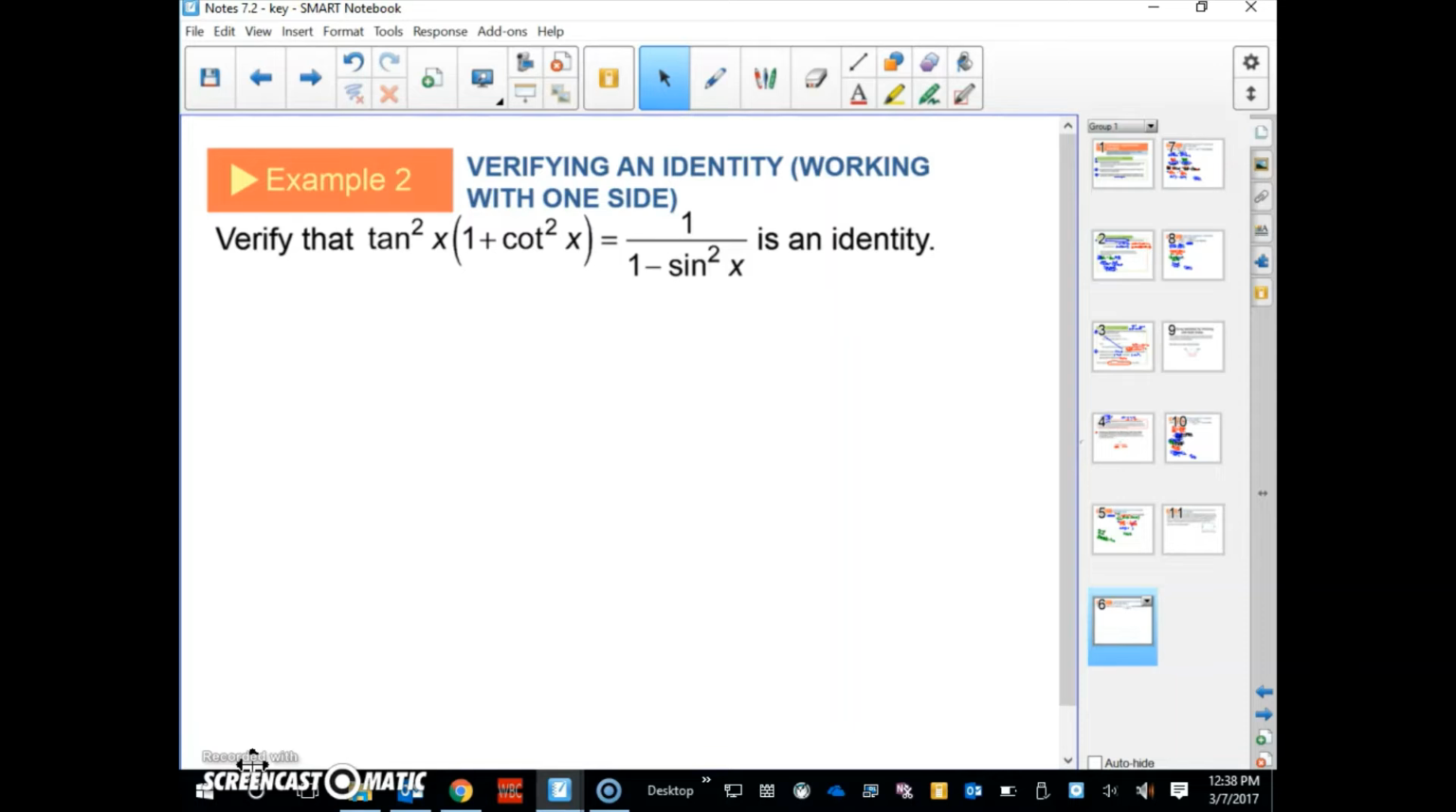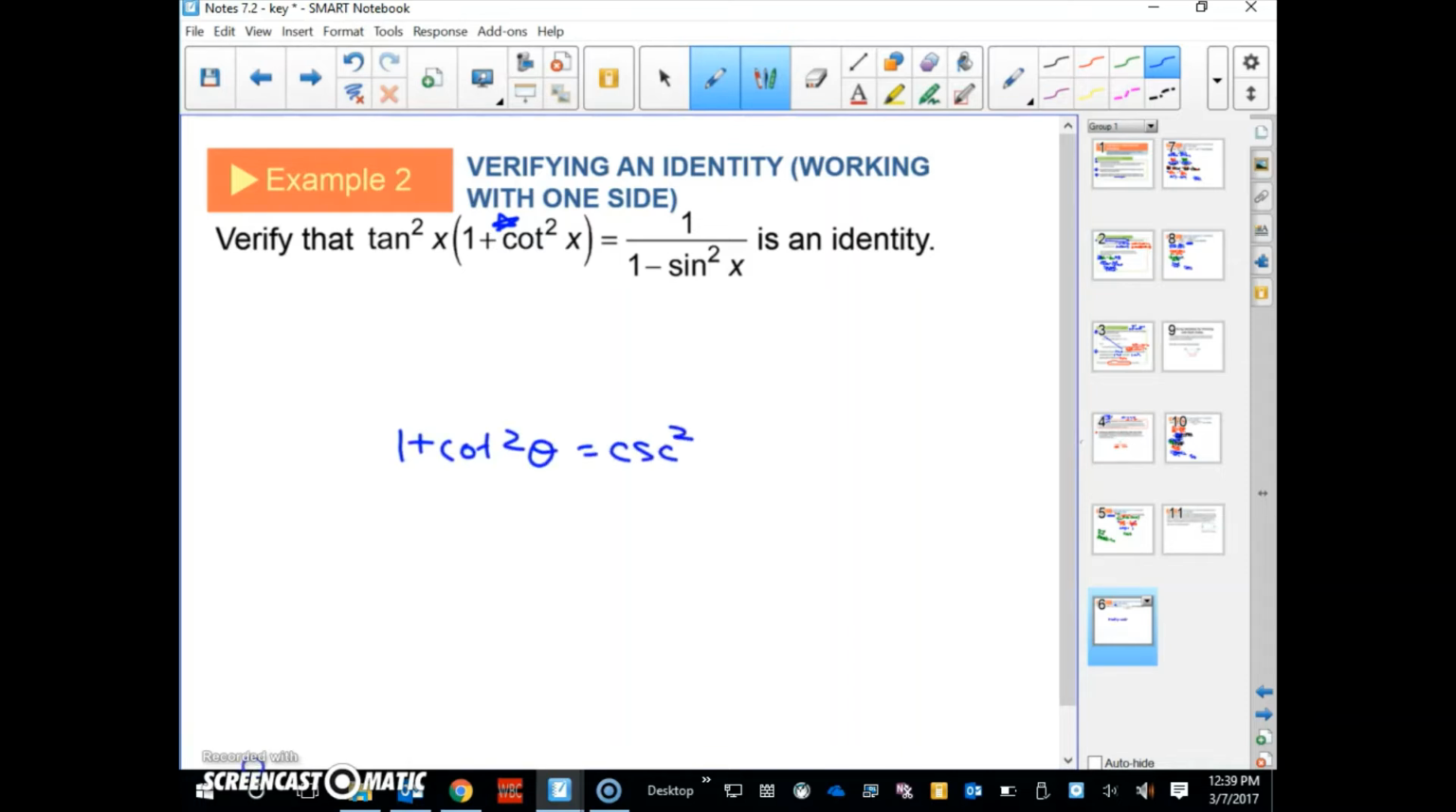But if you look back at your identities, I see one of those identities popping out. Okay? When I see that 1 plus cotangent squared right there, it makes me think of those Pythagorean identities. And here's kind of something to look for. If you see the number 1 and then one of those trig functions is squared, a lot of the times that's going to be one of your Pythagorean identities. Okay? Specifically the one that says 1 plus cotangent squared theta equals cosecant squared theta. I have half of that identity. And so what I can do is I can substitute 1 plus cotangent squared x is going to equal cosecant squared x.